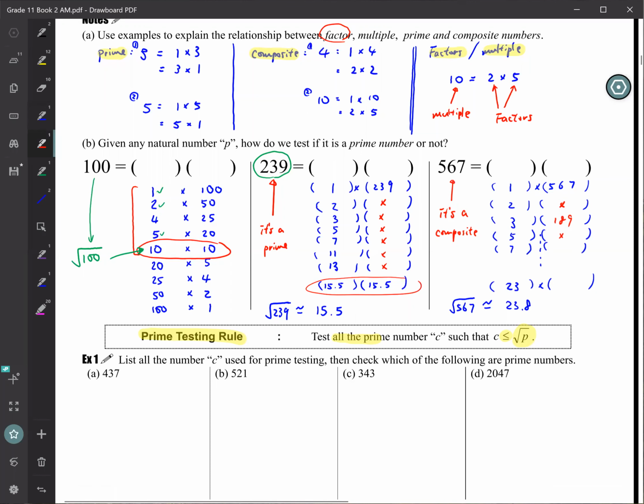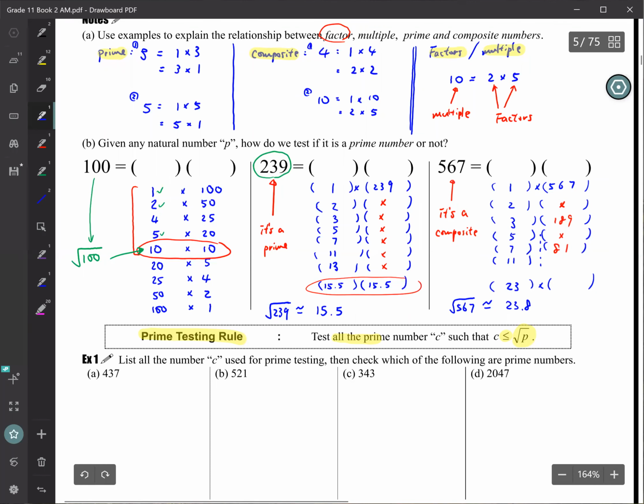Okay, 7 times 81. 81, okay? All right, so there you go. There's another pair that could work, so it's definitely not a prime. Okay, after that will be 11.